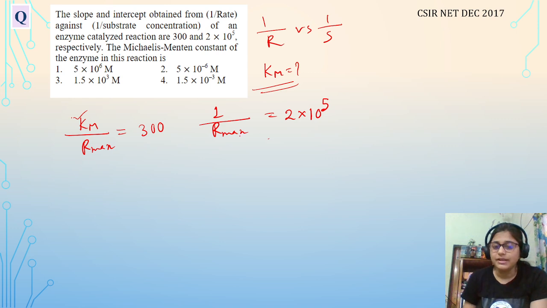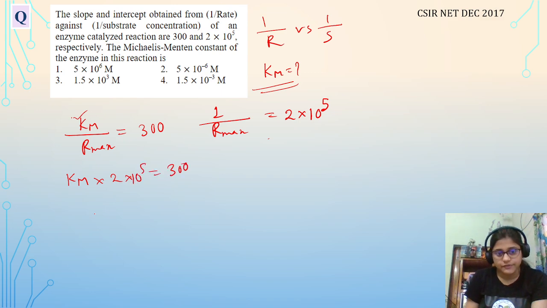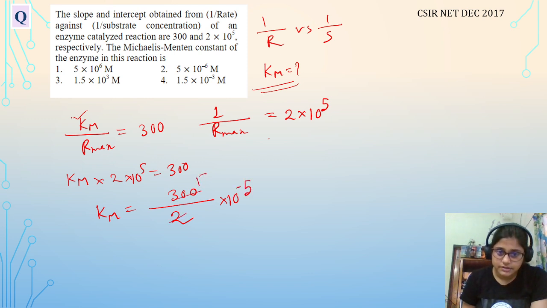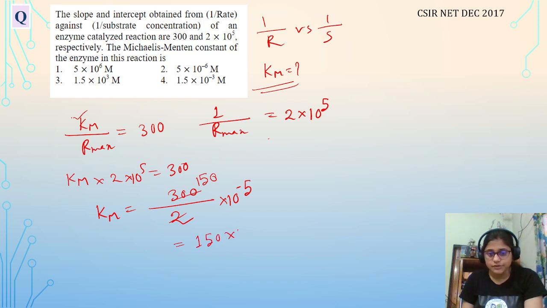Fine. We have to find out the value of Km. This is very simple. Within a few seconds you can do this, because if you put the 1 by R max value here, it will give you the Km value after the multiplication. So 1 by R max value is 2 into 10 to the power 5, and the slope is equal to 300. So Km value will be 300 by 2 into 10 to the power 5. It will go to the upside and 10 to the power minus 5 will be there. So it is 150, right? So the answer will be 150 into 10 to the power minus 5.